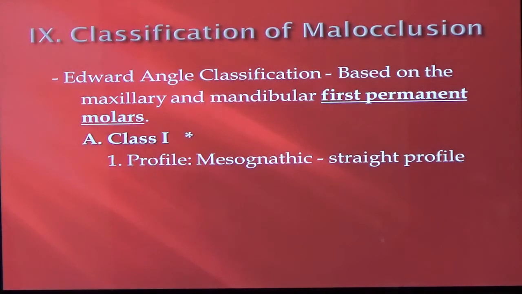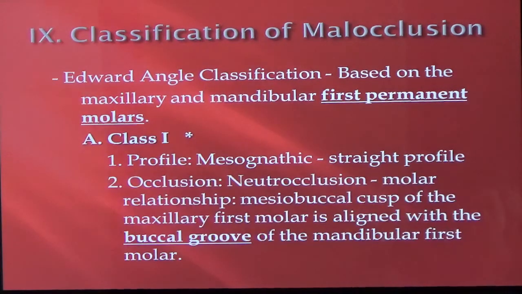The profile of the patient is called mesognathic, meaning it's straight. As you look at somebody from chin to just underneath the nose to the forehead, so forehead, underneath the nose and chin, it should kind of be a straight line, almost. I'll show a picture. The occlusion is neutral. Molar relationship, mesiobuccal cusp of the maxillary first molar is aligned with the buccal groove of the mandibular first molar. Okay, so kind of picture that.